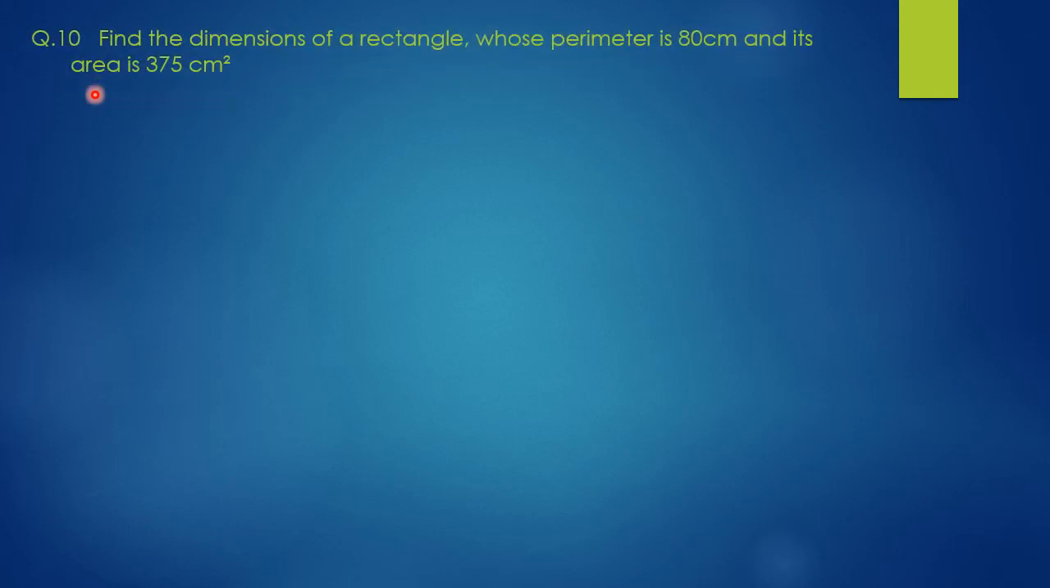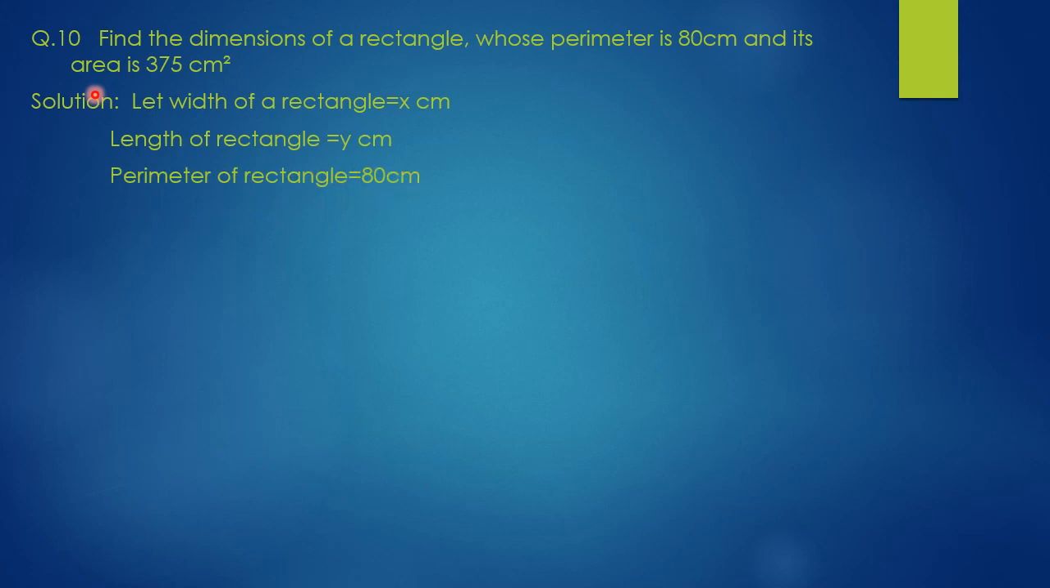Question number 10. Find the dimension of a rectangle whose perimeter is 80 cm and its area is 375 cm square. Solution. Let width of the rectangle is equal to x centimeter and length of a rectangle is equal to y centimeter. Perimeter of rectangle is equal to 80 centimeter, which is given in the question. Area of rectangle is equal to 375 centimeter square.